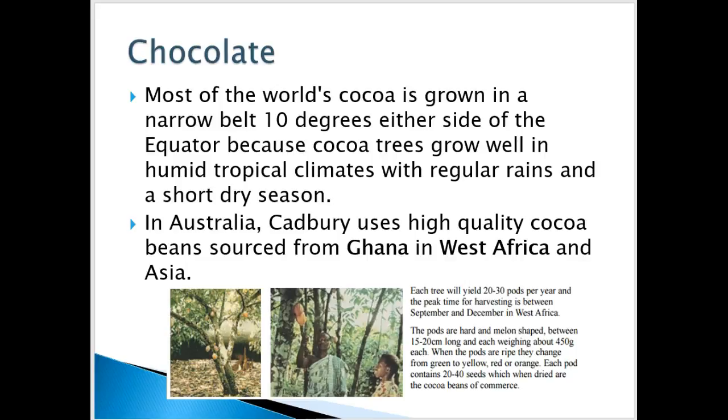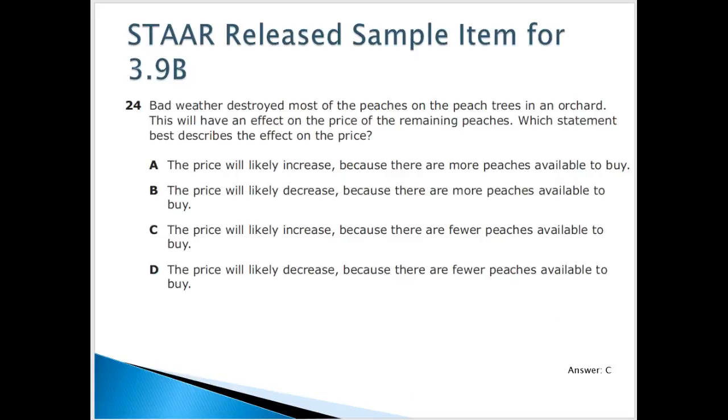So you'll see, if you want to read this to the kids, that's a possibility. Another thing is even seats for a game. As more seats are sold, the prices get higher as it gets closer to the game. So therefore, it's scarcity that makes our prices go up higher. So 3.9b, this is a sample item. It was not tested last year, but here's a sample item that you can use with the kids. And notice this has the remaining peaches. It's talking about the scarcity of peaches.